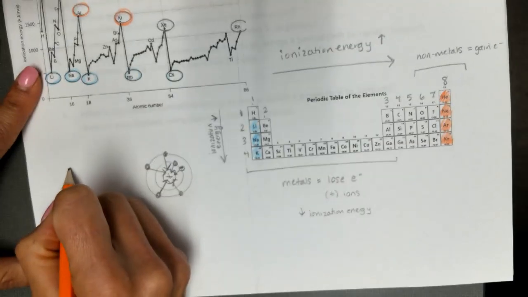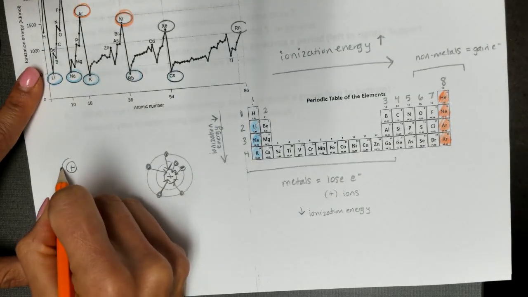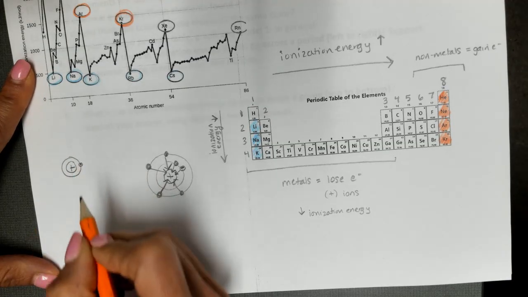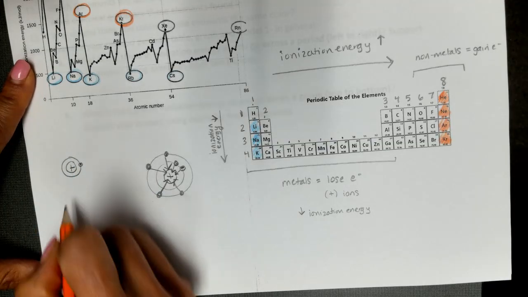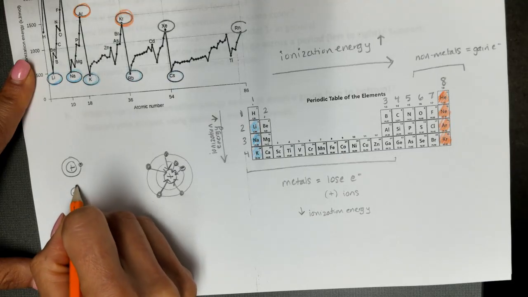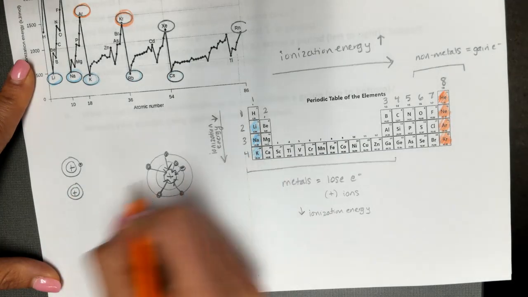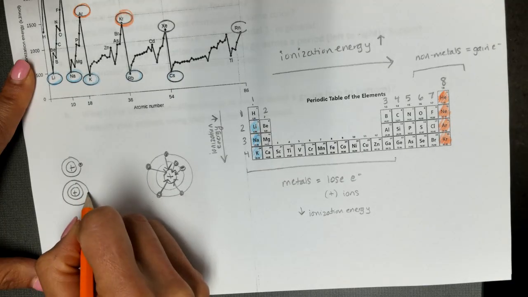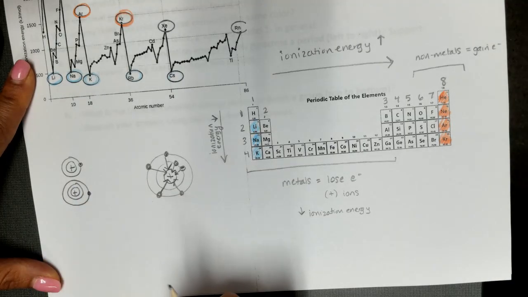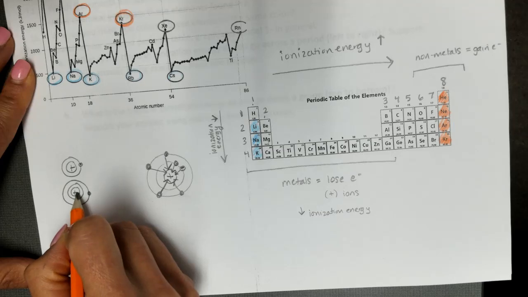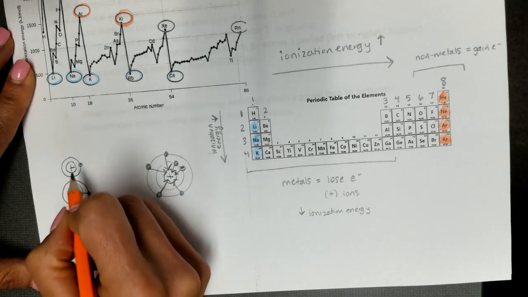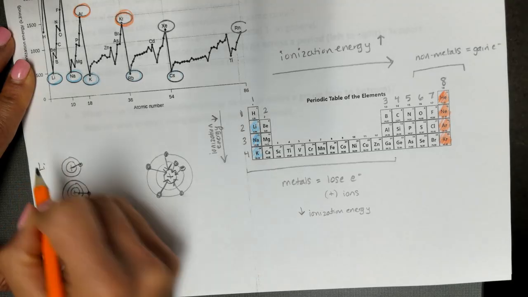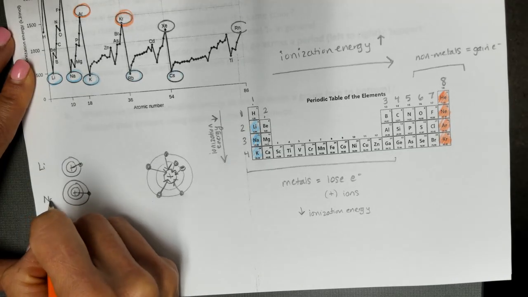If I have a lithium atom, it has only one energy level. So there's its one little valence electron. If I have sodium, sodium is two shells with one valence electron. This electron is further away from the nucleus than this electron here. So this is lithium and this is sodium.